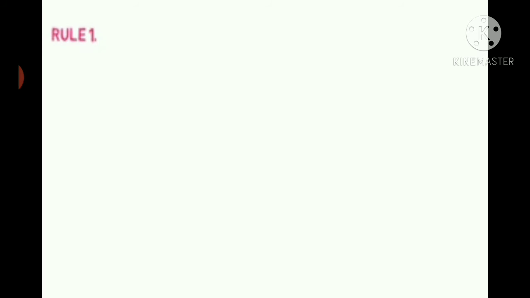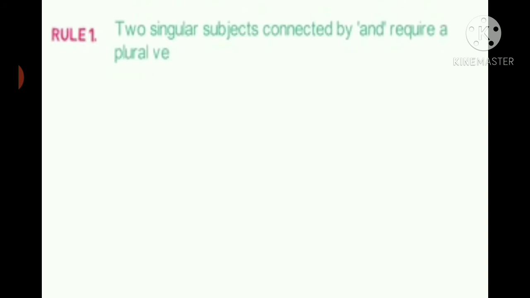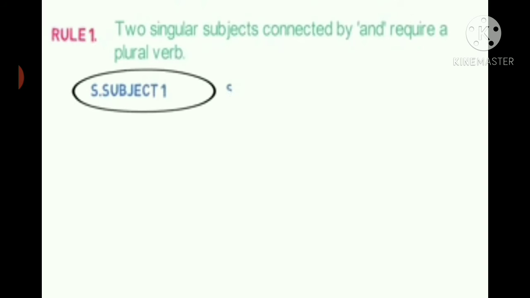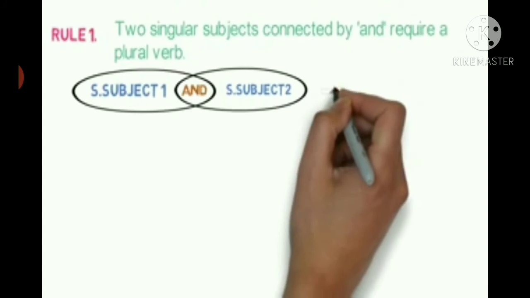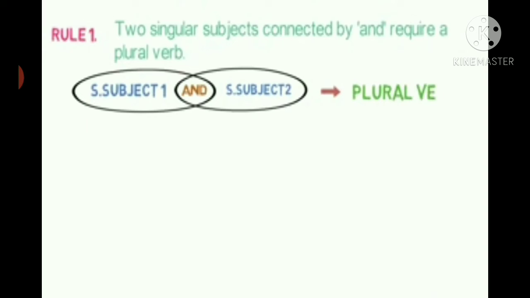The first rule is when two singular subjects connected by and require a plural verb. Two subjects are there, and between those two subjects word and is there. Okay, so for that we are going to use plural verb. See the example, first subject, second subject, and between these two subjects word and is there, so for that we are going to use plural verb.